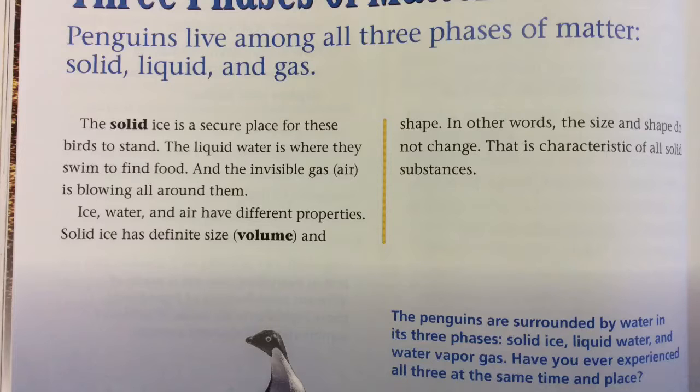Solid ice has definite size, volume, and shape. In other words, the size and shape do not change. That is characteristic of all solid substances. The penguins are surrounded by water in its three phases: solid ice, liquid water, and water vapor gas. Have you ever experienced all three at the same time and place?